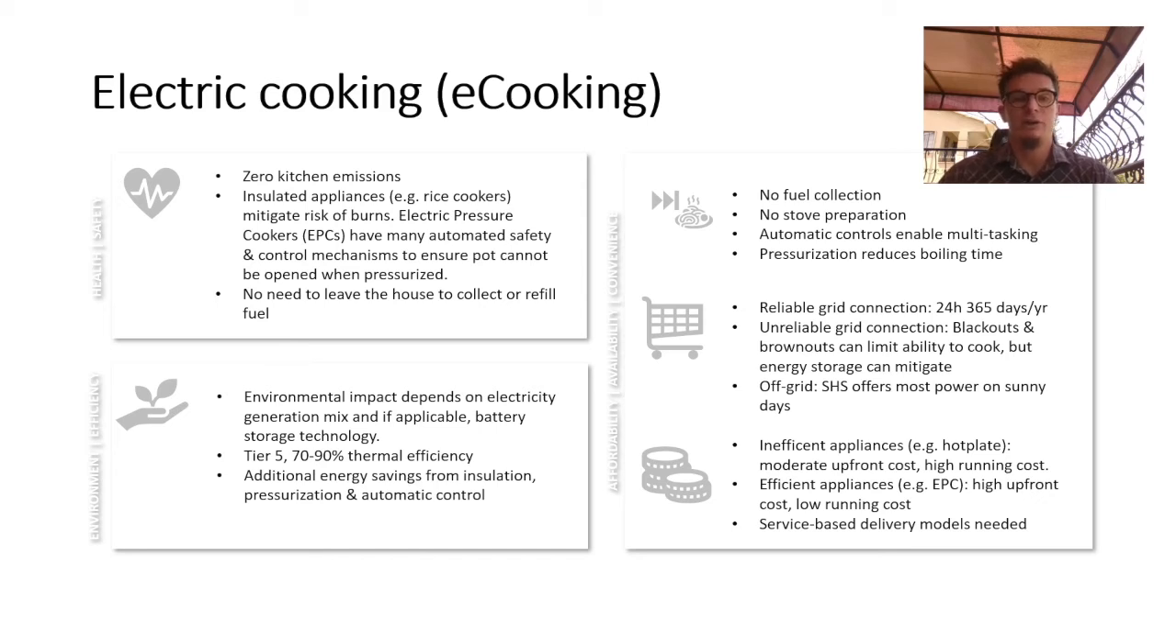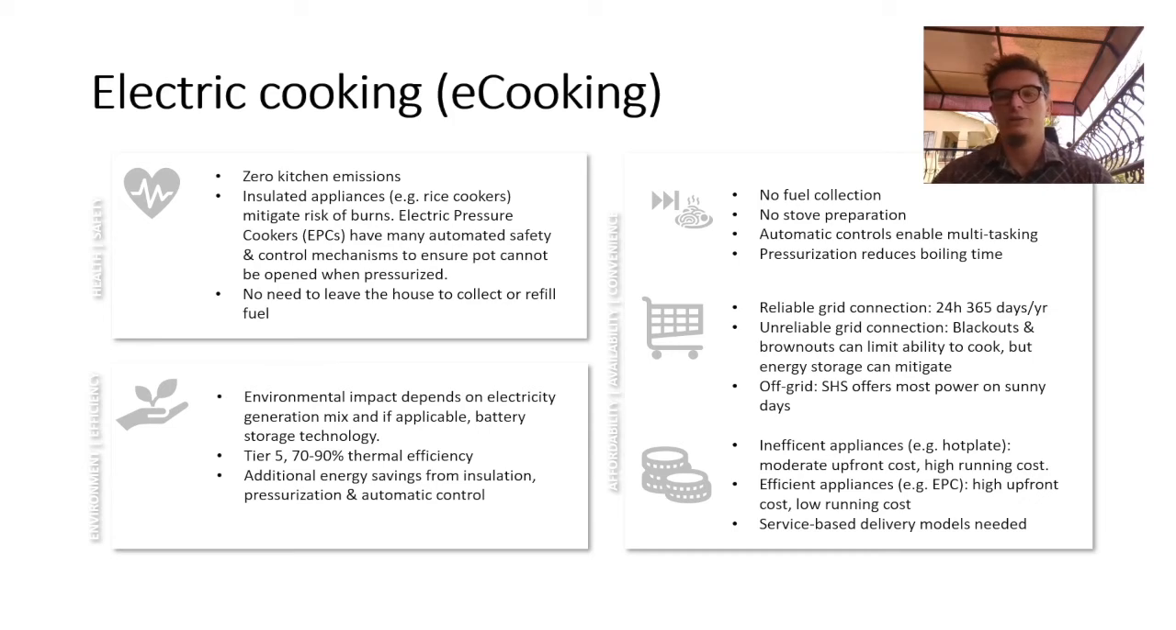Electric cooking is a tier 5 solution that can offer up to 90% thermal efficiency, but the biggest energy savings can actually be made through insulation, stopping heat escaping from the pot, pressurization, accelerating the cooking process, and automatic control, turning off the heating element once you've got to the desired temperature. These savings can offer much greater reductions in the amount of energy required for cooking than marginal increases in the thermal efficiency.